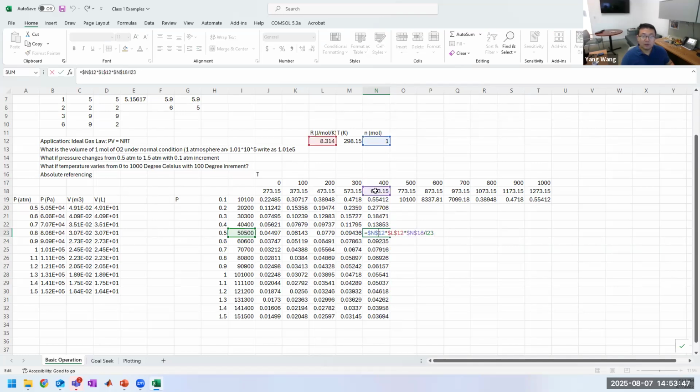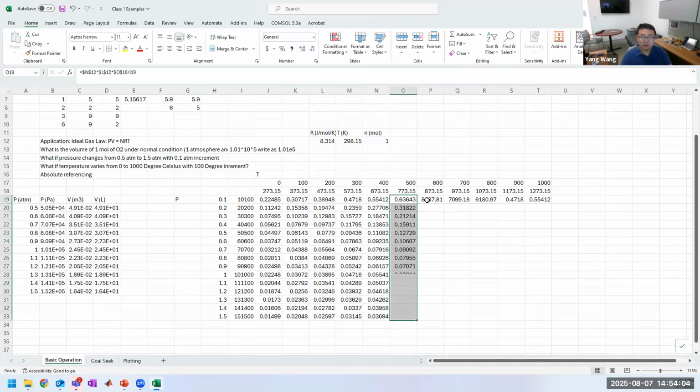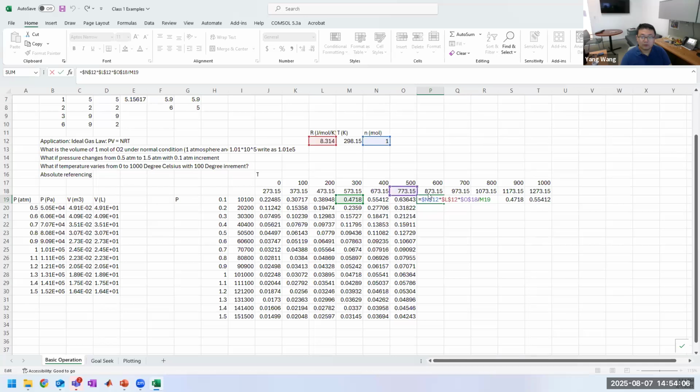So for example, here, 400 degrees Celsius and 0.5 atmosphere, it's using your targeted or desired values over here. Then check over here, temperature here, pressure here. Same thing, temperature here, pressure here. Temperature here, pressure here.